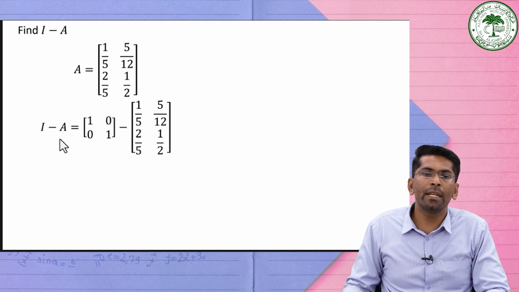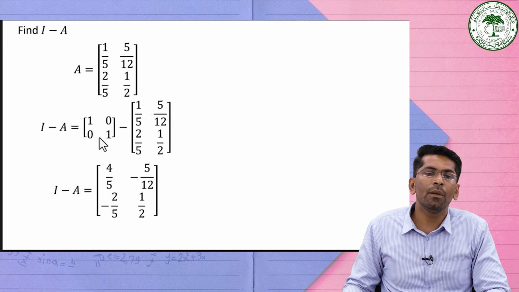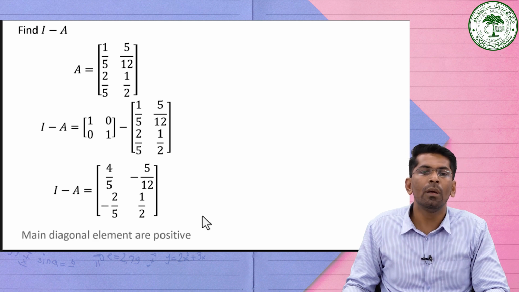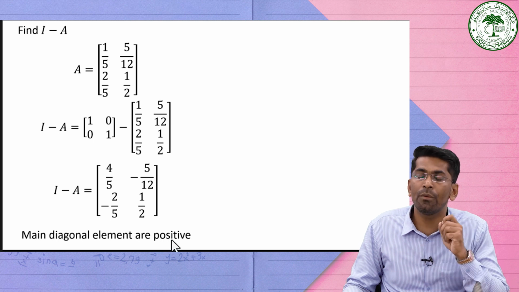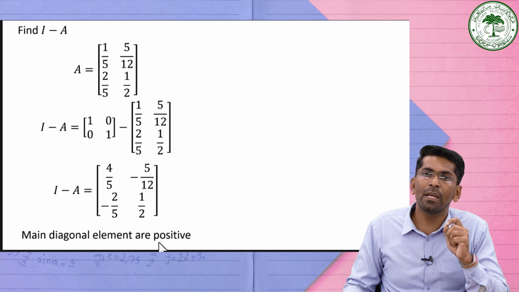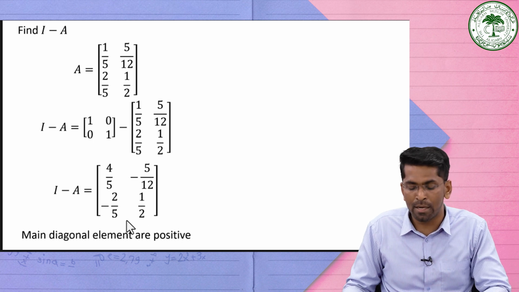Now if you subtract these matrices, then 1 minus 1 by 5 is equal to 4 by 5, 0 minus 5 by 12 is equal to minus 5 by 12, 0 minus 2 by 5 is equal to minus 2 by 5, 1 minus 1 by 2 is equal to 1 by 2. So we have this particular matrix, I minus A. Here all the diagonal elements, that is 4 by 5 and 1 by 2, are positive, which is one of the requirements for the Hawkins-Simon condition. So the first condition is satisfied, that is all the diagonal elements are positive.